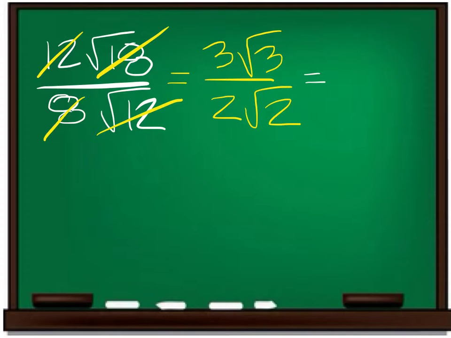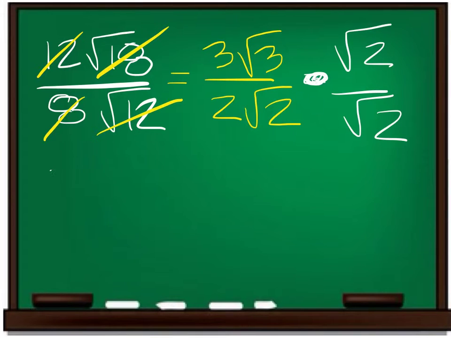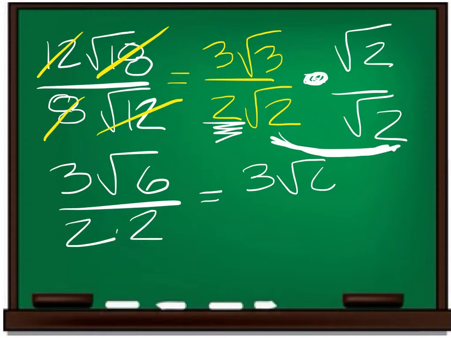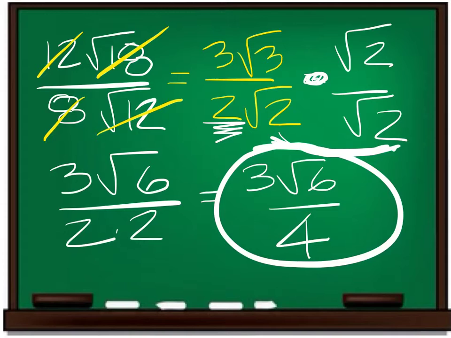So multiply the top and the bottom by the square root of 2. And come up with 3 square root of 6 over 2, which is this one, times 2, which come from these. That would be 3 square root of 6 over 4.